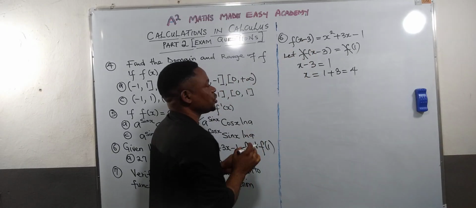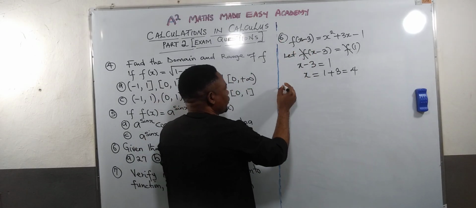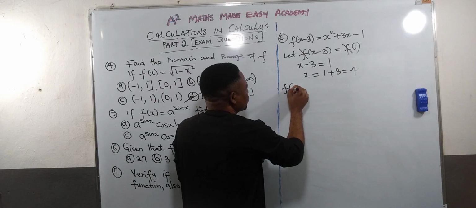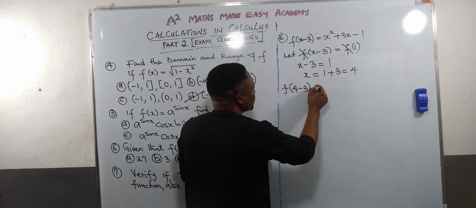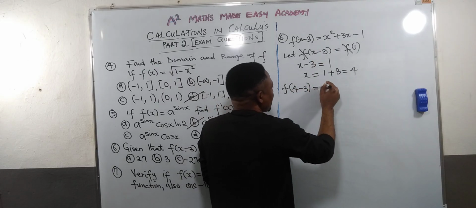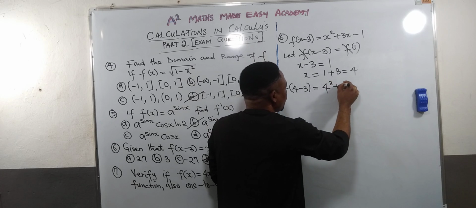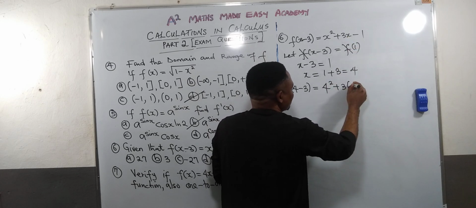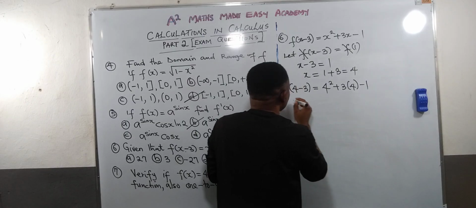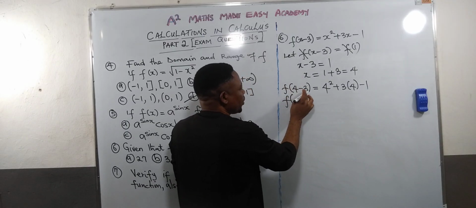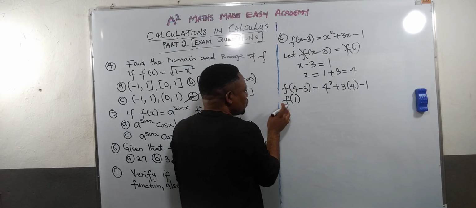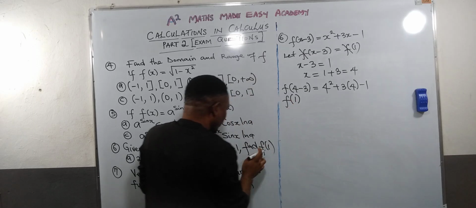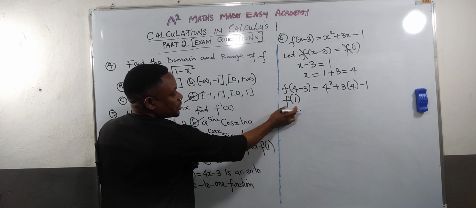Now let's go back to the function and substitute. So what do we have now? F of x, which is 4 minus 3, is equal to x squared plus 3 bracket x minus 1, where x is 4. Can we say f of 4 minus 3 should give you 1? So this one becomes f of 1. What is here? F of 1. Can you see it is balanced?